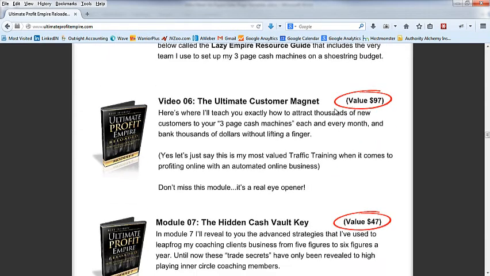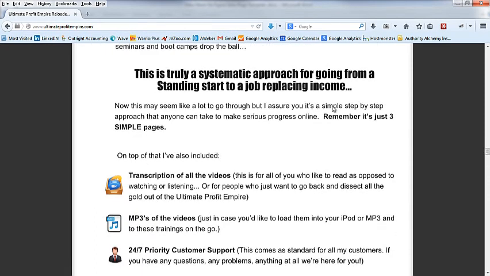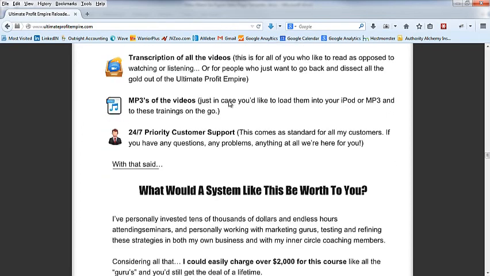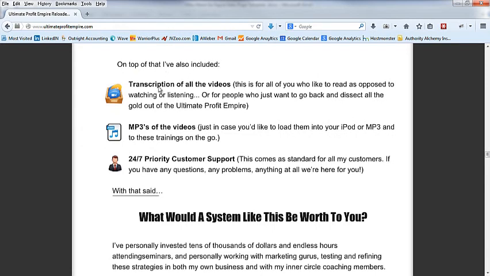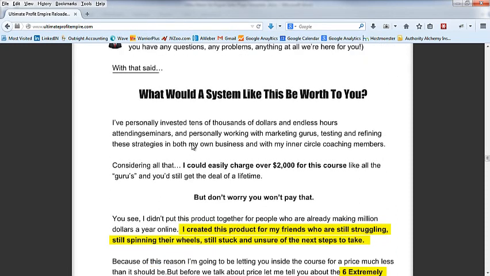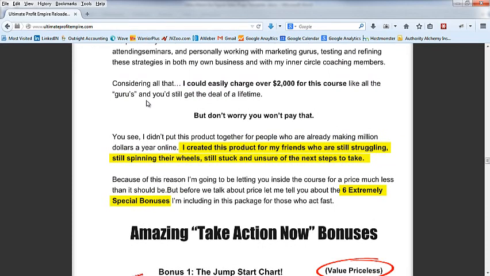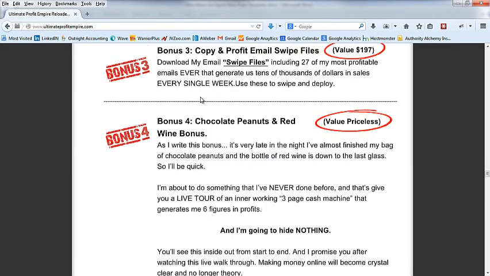All the modules, all the bullets. And then this is, yes, I agree, this is life-changing information. And then, again, on top of that, I've included transcription of all the videos, MP3s, 24/7. With that said, what would a system be like that works for you? Here we tease the price. You can look at this, ultimateprofitempire.com, and then right into the bonuses.